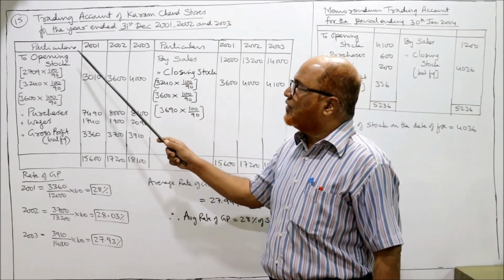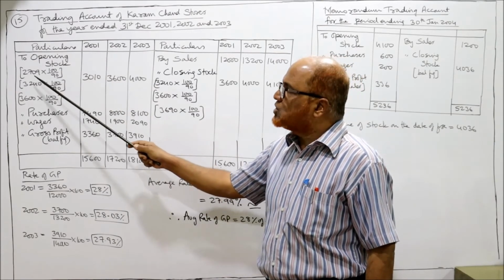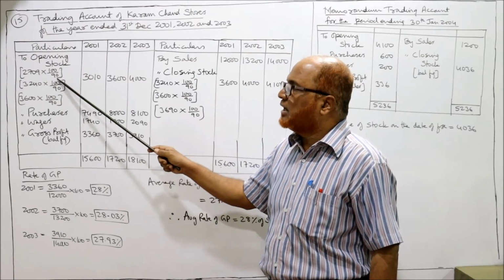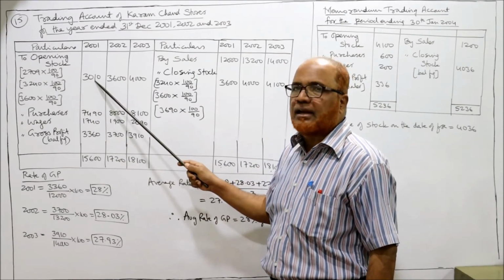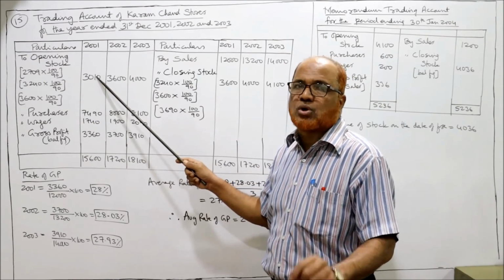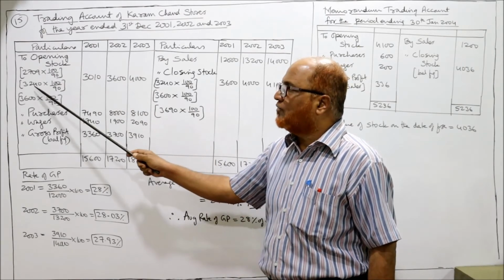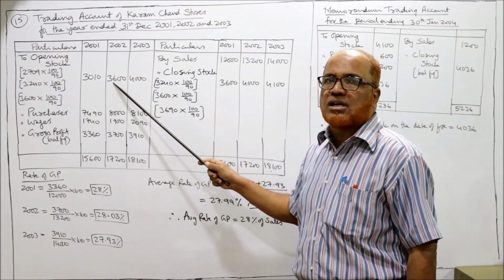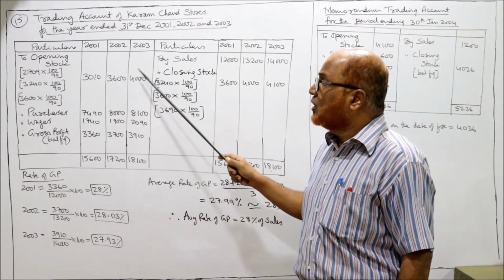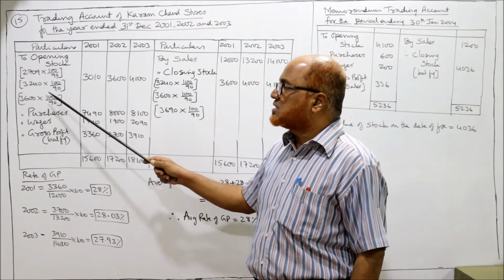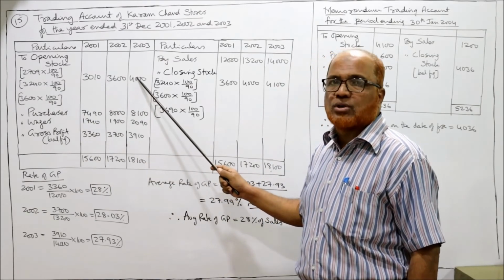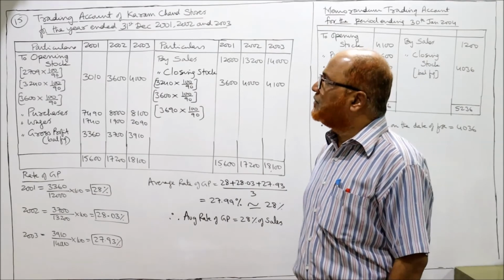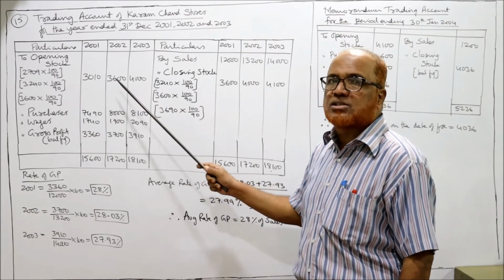So for 2001, the valued stock is 2709. So 2709 into 100 by 90, it will become 3010. This is the cost of stock. Similarly, for 2002, the valued stock is 3240 into 100 by 90, 3600. This is the cost. 2003, 3600 into 100 by 90, 4000. This is the cost. So we have brought the value of stock to its cost.